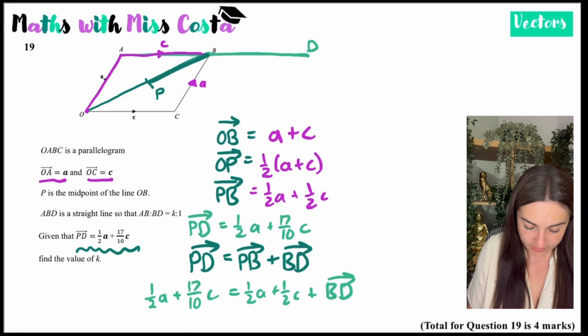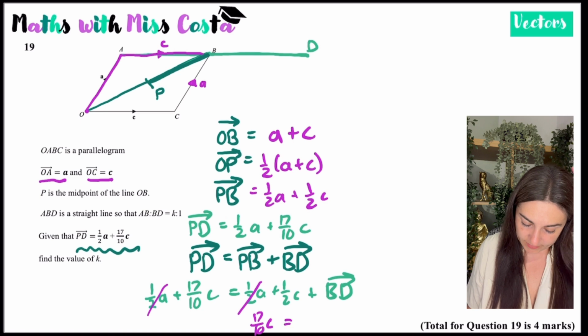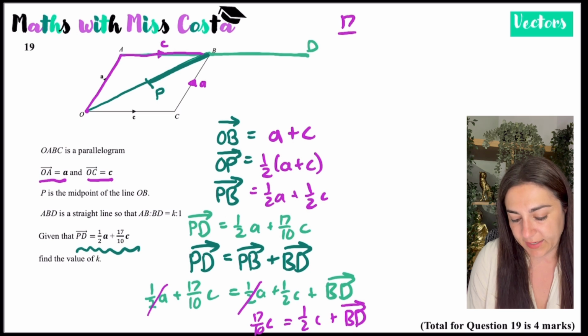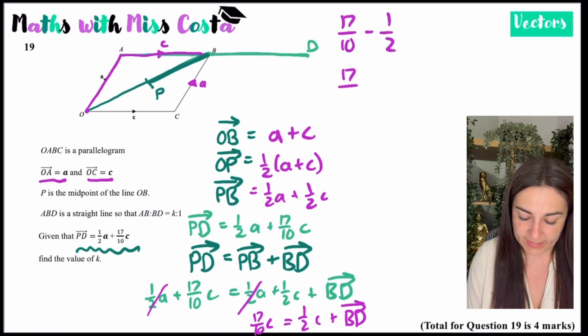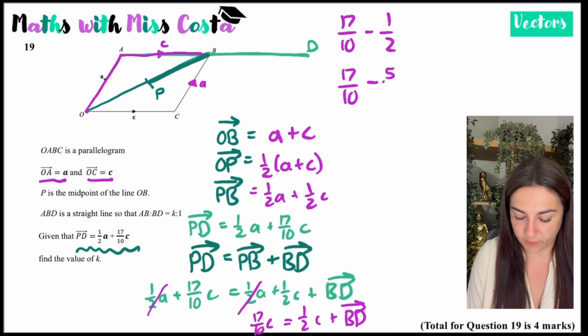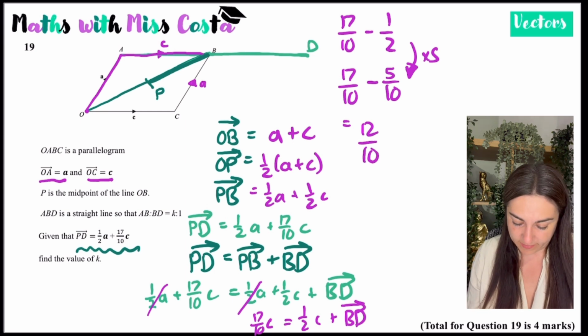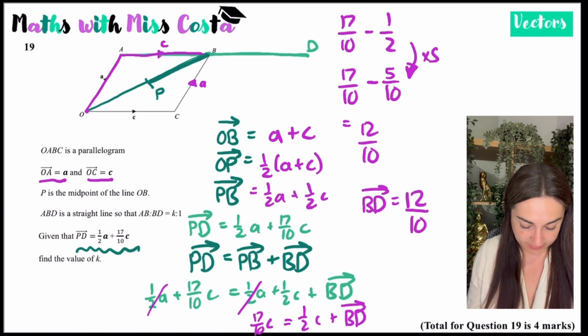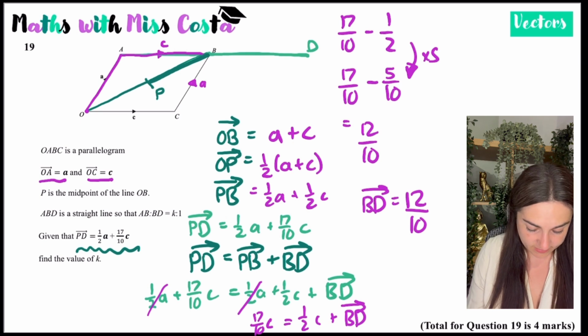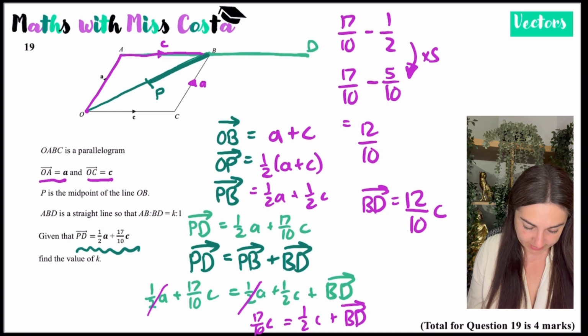If I rearrange that, if I take away a half A, I'd be left with 17/10 C equals a half C plus BD, and then take away a half C. So 17/10 take away a half is the same as 17/10 take away 5/10. I'm just making it an equivalent fraction, so I times that by 5, which gives me 12/10. So if I take away that, that must mean that BD is equal to 12/10 C.